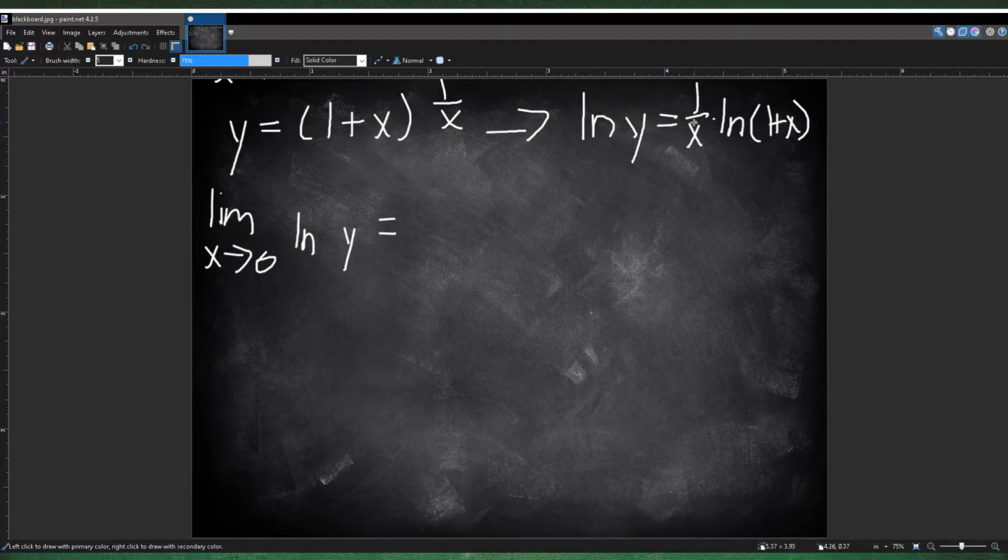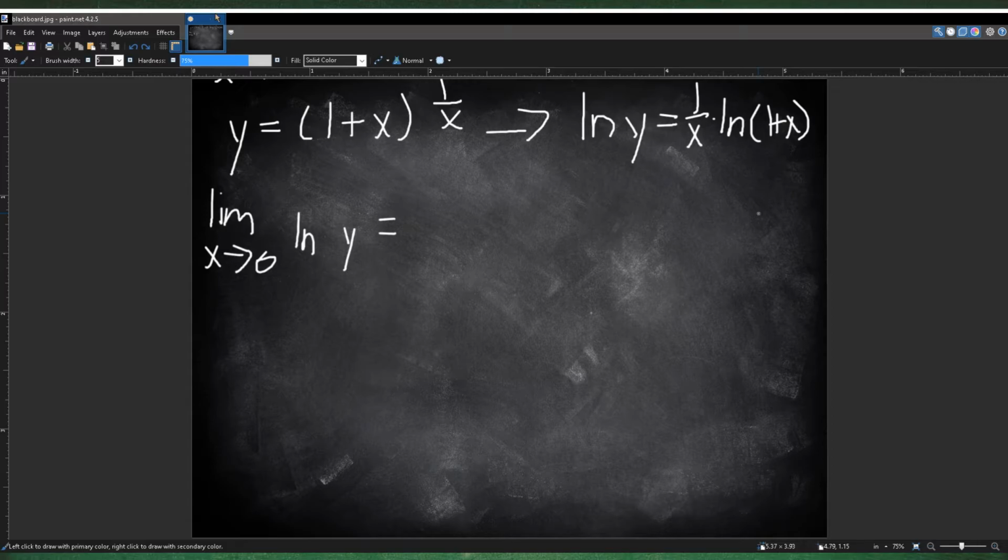So 1 over, because x is 0, right? So 1 over 0 is infinity times ln of 1 plus x. So we have 0 here. So we have 1 plus 0 is 1. So ln of 1 is 0, right? So it is an indeterminate of case infinity times 0.